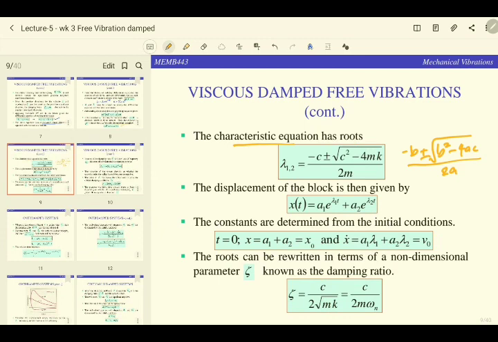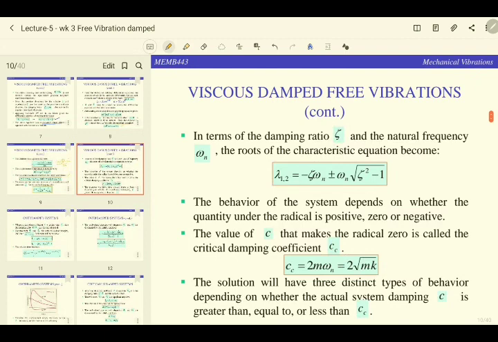So from there you can solve for your lambda, and you can get the constants from the initial conditions, quite similar to what we did in our previous lecture, where if you have initial conditions, you can solve for some of the constants here. The roots can be written in terms of a non-dimensional parameter, zeta, which is what we call the damping ratio. It is defined as a function of your c, which is your damping constant, your m and your k.